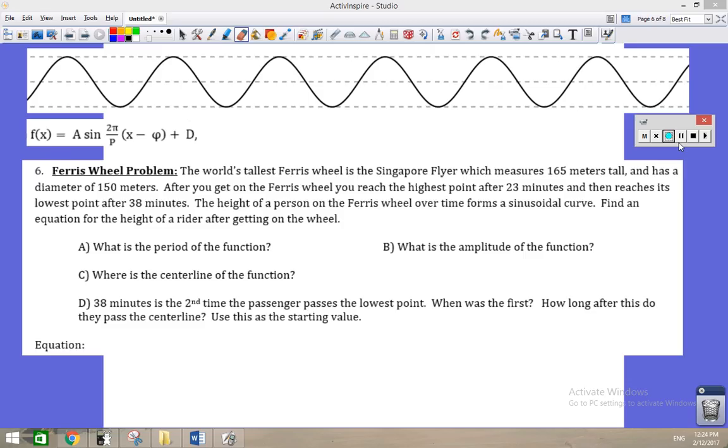The height that the person is on the Ferris wheel, as time moves on, forms a sinusoidal curve. Find an equation for the height of a ride.